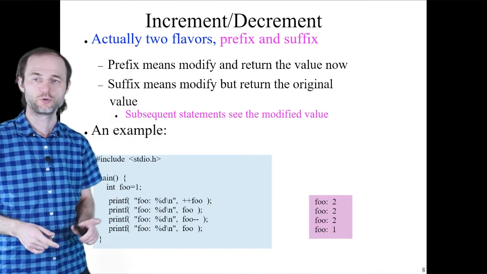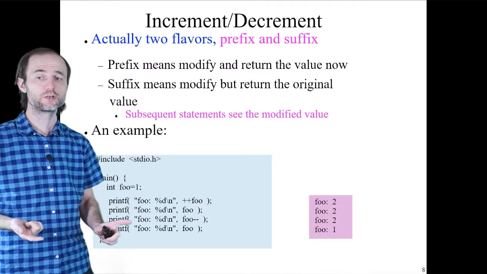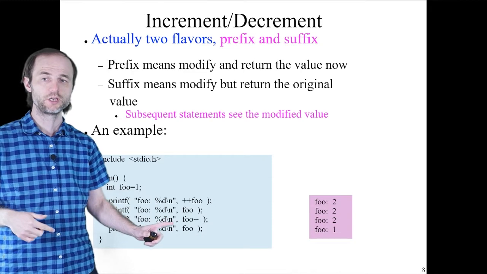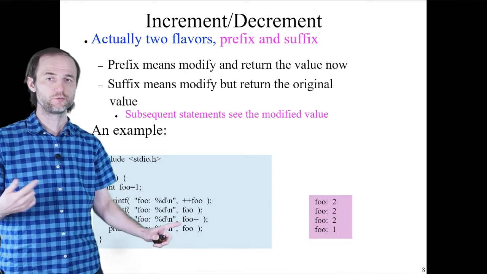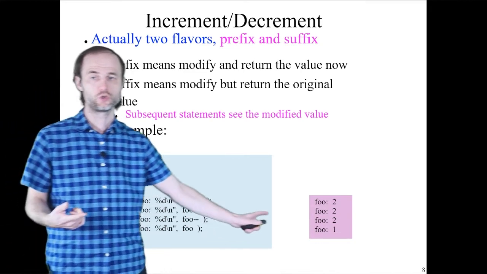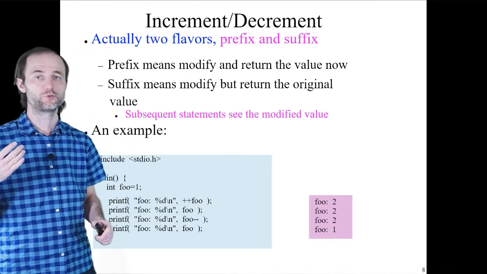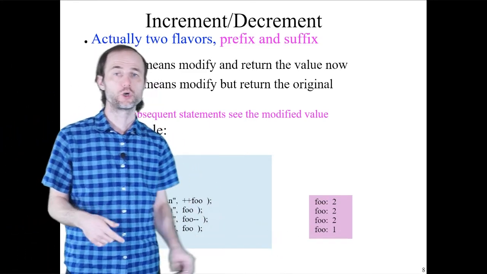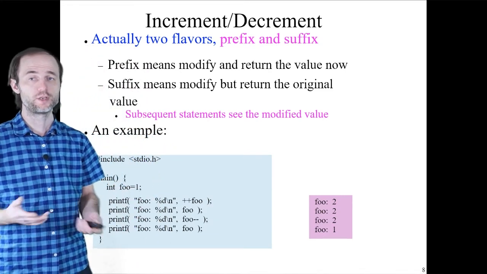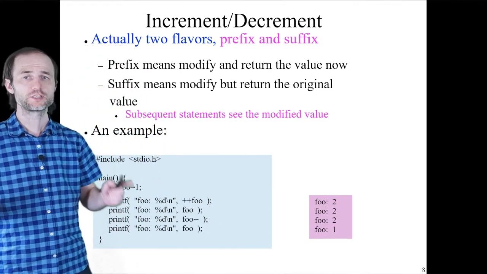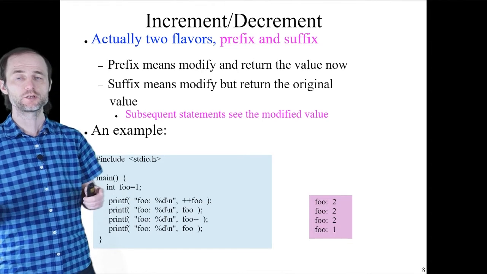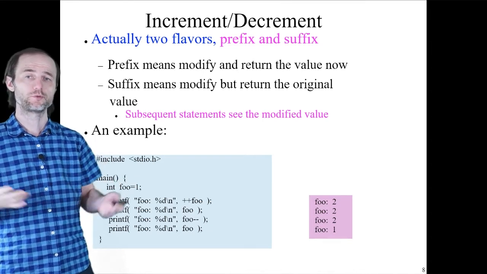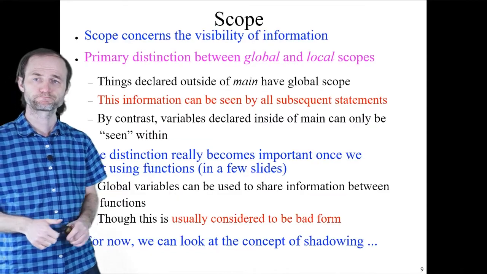It's still 2. Then we're going to decrement the value of foo, but using a postfix decrement, which means that the original value of foo will be printed out, 2. After that, the value of foo will be decremented, which we will see in the last printout, which will show us that indeed the value of foo went down by 1. So hopefully this makes clear what the difference between increment and decrement in their postfix and prefix forms is.